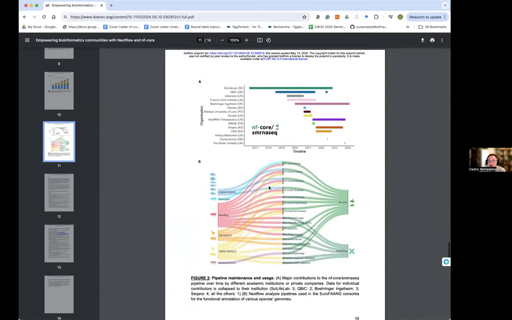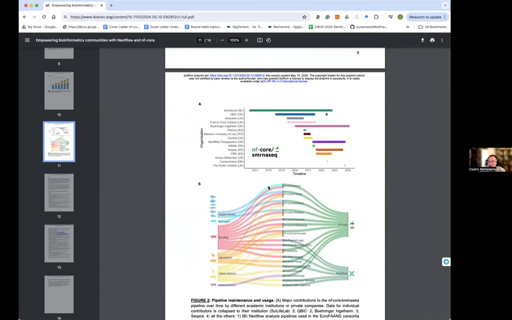one we are especially proud about because it shows the level of connectivity associated with using NF-core tools, where you have all of this FANG consortium, Eurofang consortium, that have been collaborating through using NF-core pipeline or even Nextflow pipeline. And this one is quite nice because it shows how much of a collective effort it has been to develop and to maintain this pipeline. So this is really exciting.